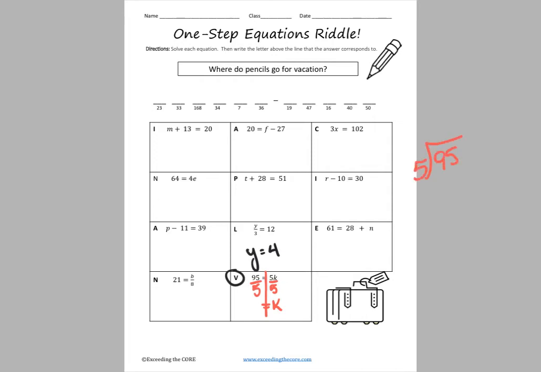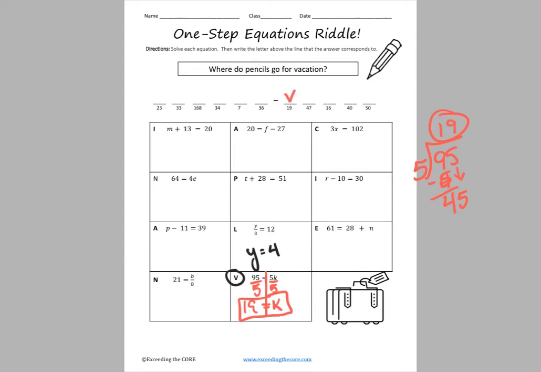So 95 divided by 5, it can go into it once. Subtract 5, you're left with 4. I skipped ahead there. After I do that, I bring it down. 5 can go into 45 9 times. So the answer is 19. So k equals 19. Is there a 19 up there? Yeah, so now what I'm going to do is I'm going to take my v and put it up there.